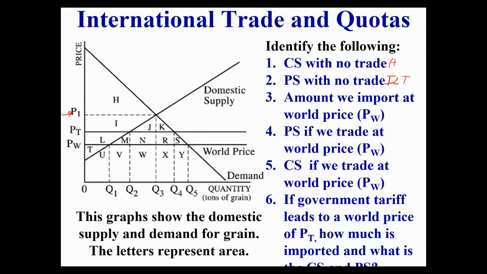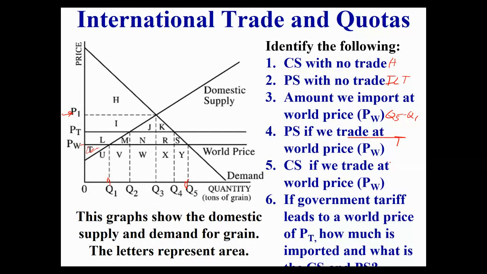Amount we import at the world price. Well, if we go down to the world price, the amount we import is Q5 minus Q1. So Q5 minus Q1, that would be the amount we import. Producer surplus if we trade at the world price. That would just be T. That would just be this right here. Consumer surplus if we trade at world price.